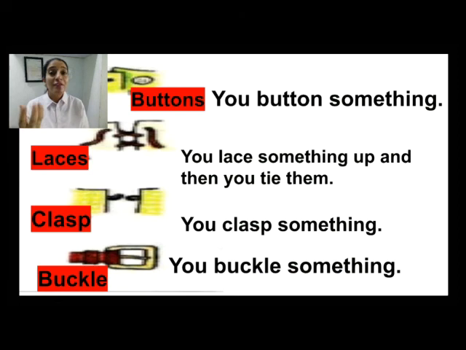Now if you have laces in your shoes, you say you lace something up and then you tie them up. And if your child has laces, you say please lace your laces and then tie up. If you have a clasp in your piece of clothing, you say you clasp something. Please clasp your clasps. And every time we find a buckle in our belt, we say I am buckling my belt or I buckle my belt. Sometimes we have these kind of buckles in our shoes, so we say please buckle your shoes.